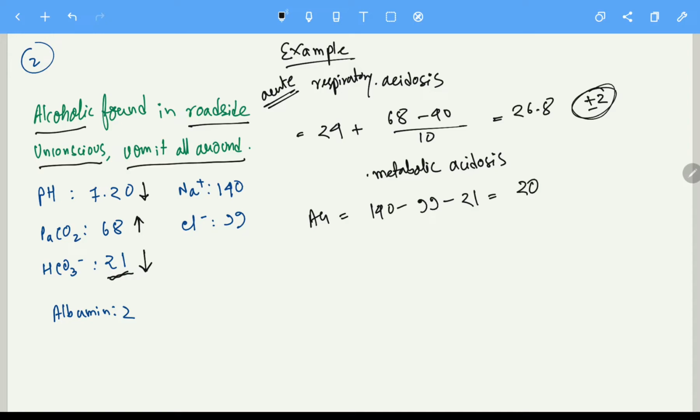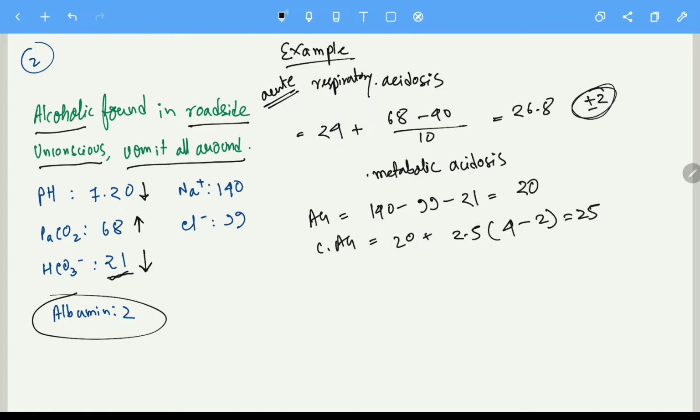The anion gap is 20, but again there is given that albumin is 2, so the corrected anion gap is 20 plus 2.5 into 4 minus albumin. Albumin is 2, 4 minus 2 is 2, 2 into 2.5 is 5, 20 plus 5 is 25, so corrected anion gap is 25. So this metabolic acidosis is a high anion gap metabolic acidosis.